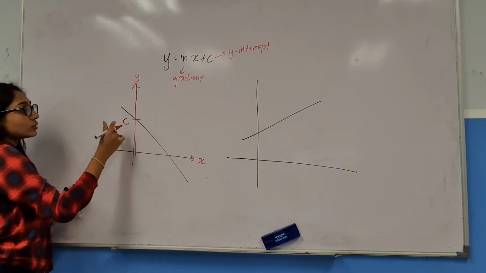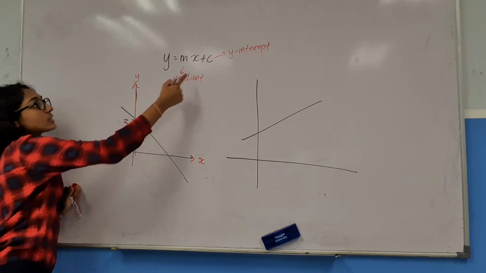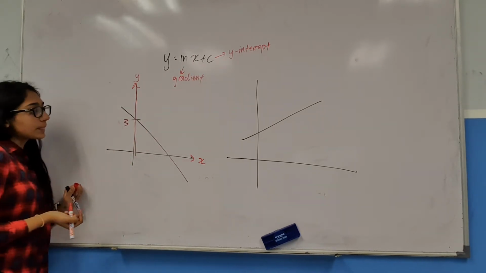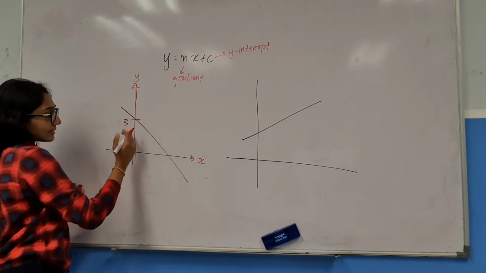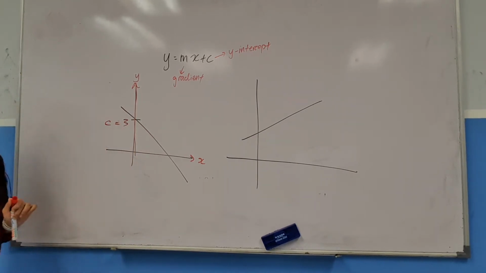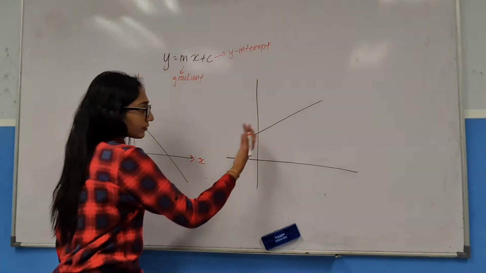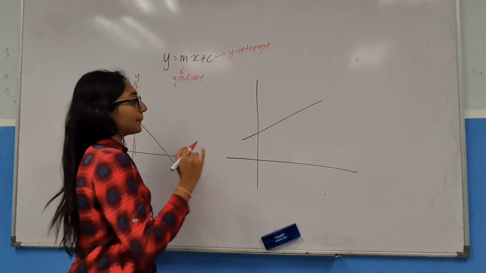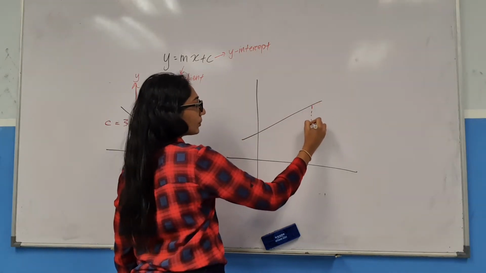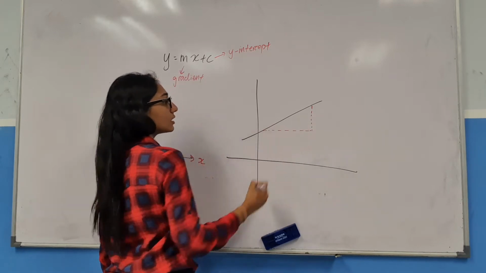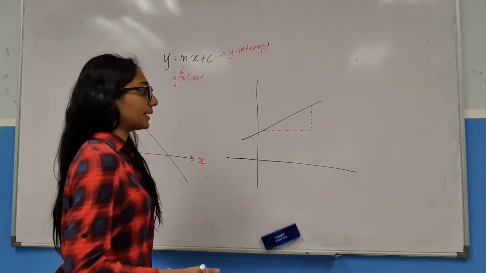So whatever value this is, let's say this is 3, that means the y-intercept is 3. So where it cuts the y-axis, that is the y-intercept. That is the c. Now if I have a graph and I want to find the gradient, very simple. I make a triangle. How big or how small doesn't matter. Let's say I want this big. Don't draw too small, it's easier if big.